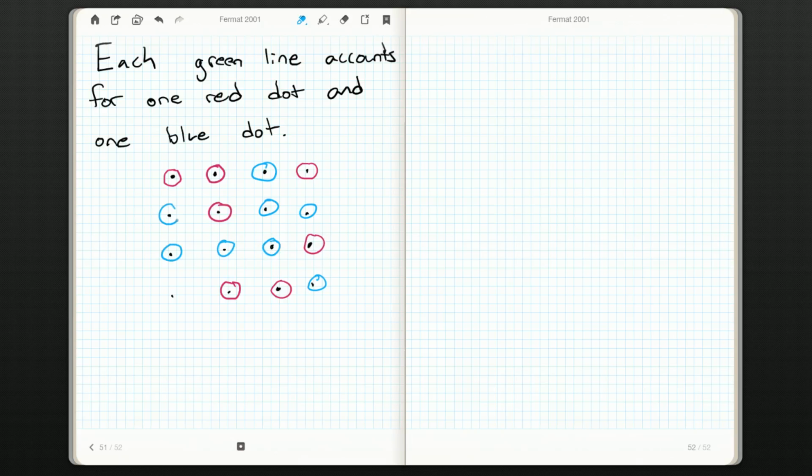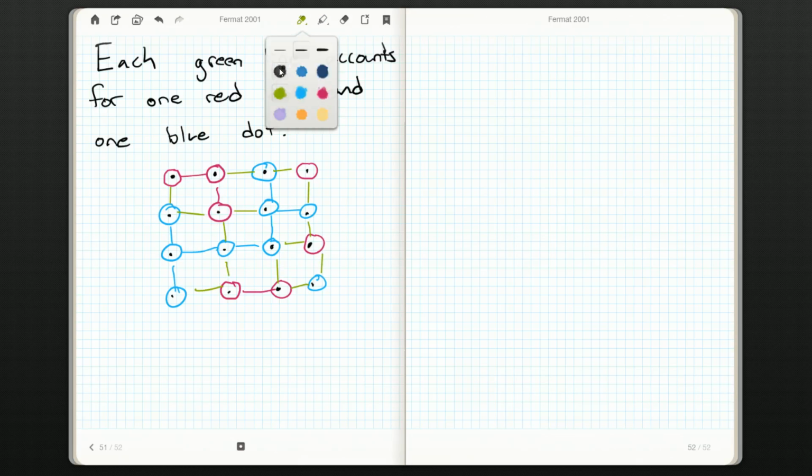And then we're going to connect and see what we've got here. So we can connect blue to blue, gives us blue lines. I think that's it for those ones. And red to red gives us red lines. And then everything else should be a green line. So blue to red, blue to red, blue to red, all over the place. Okay. So let's see, I had two red in corner.